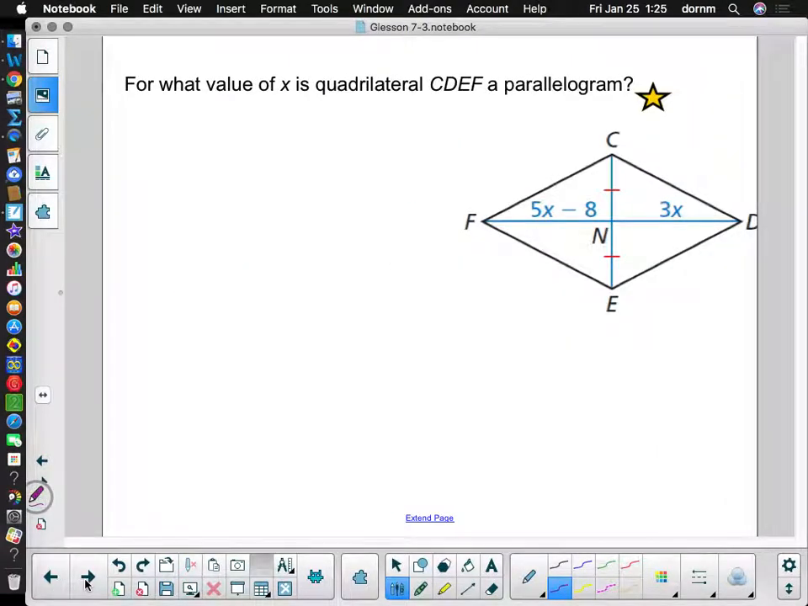Here, which theorem are we using? We're using the diagonals bisect, right? Parallelogram diagonal converse theorem. Okay? What has to be true about those two segments with the x's? What has to be true?